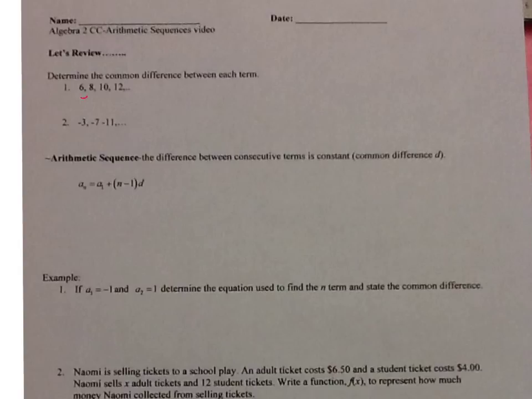So to go from 6 to 8, we're adding 2. Add 2. 8 to 10 is an add 2. 10 to 12 is an add of 2. So that means my common difference D is equal to positive 2.